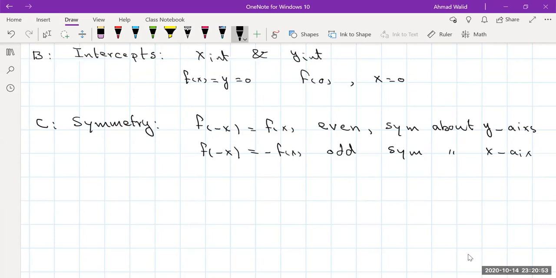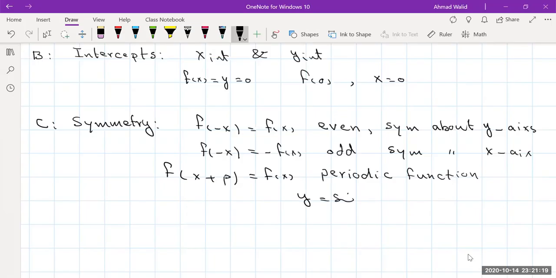Of course, we have periodic functions like sine, cosine. If f of x plus p, a constant, becomes equal to f of x, we call this one a periodic function. For example, y equals sine x, right? It's periodic because in every 2 pi, it's repeating. The period for the sine is 2 pi, right? Trigonometry.